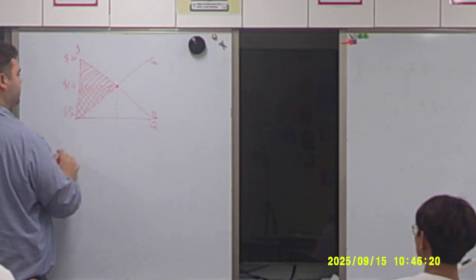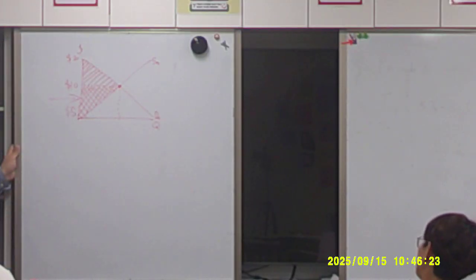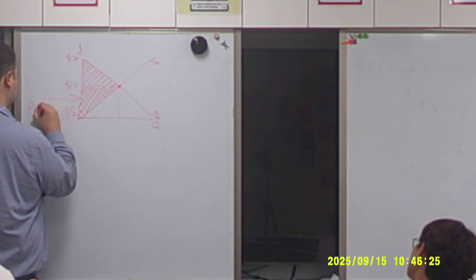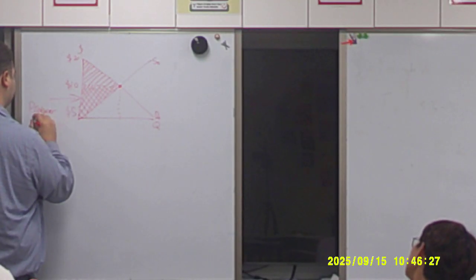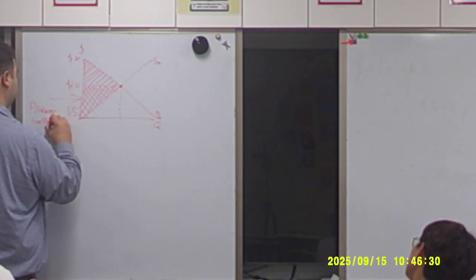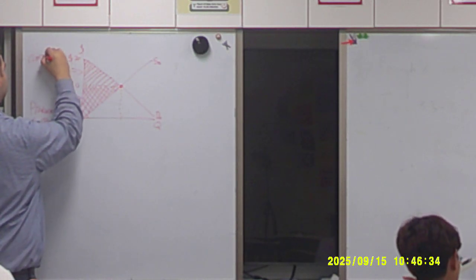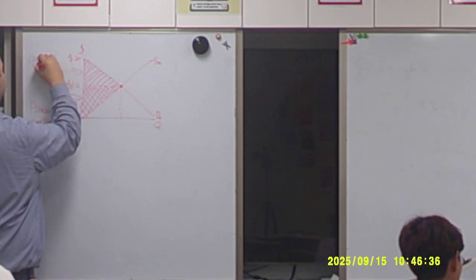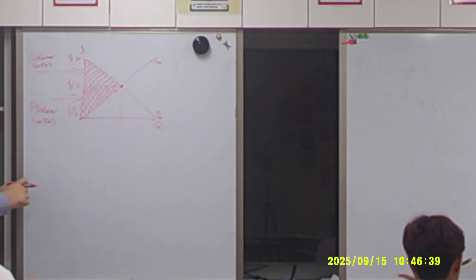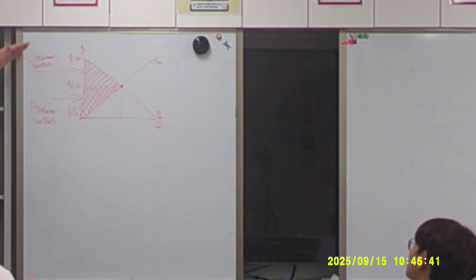So this part of the graph, right here, this is called producer surplus. Okay? And this part is consumer surplus. Okay? Now this is really important, right? Why is this really important? What do you guys think? Why is it important to know the difference in the percentage of the value that both sides are getting on the deal?